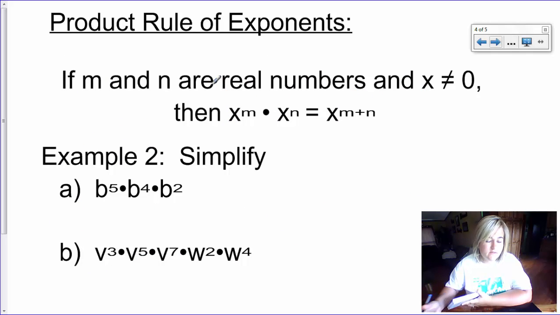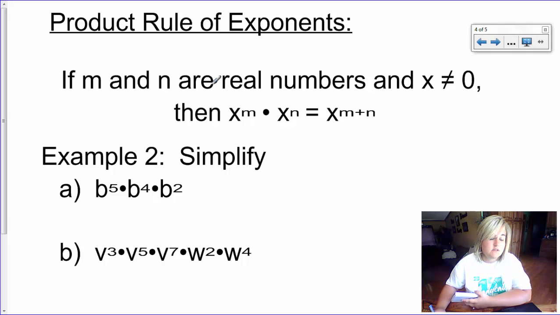The product rule for exponents is something that is going to save you a lot of time, and that states that if m and n are real numbers and x is not equal to 0, then x to the m times x to the n equals x to the m plus n. And that sounds like gibberish, I totally understand, but what this is saying is that whenever you have two bases, the same base raised to a power, and you're multiplying them, the base stays the same and we add the exponents.